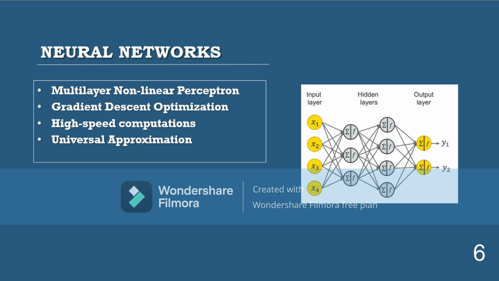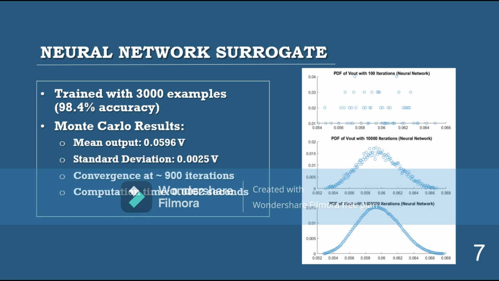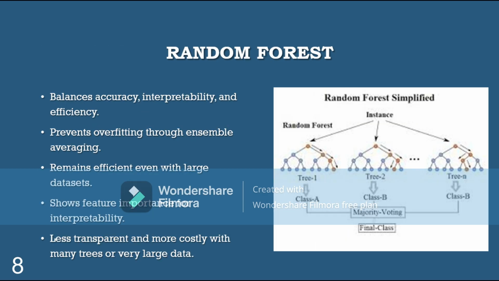Using the MATLAB AI toolbox, we trained a cross-validated neural network model with increasing numbers of training examples, resulting in an accuracy of 98.4% on our best model at 3,000 examples. The results were a mean output of 0.0596 volts and a standard deviation of 0.005 volts, with a convergence of about 900 simulations. Now onto our second model, the random forest.